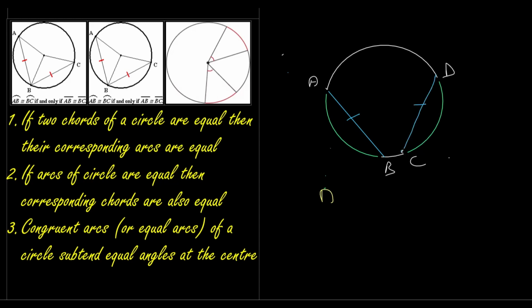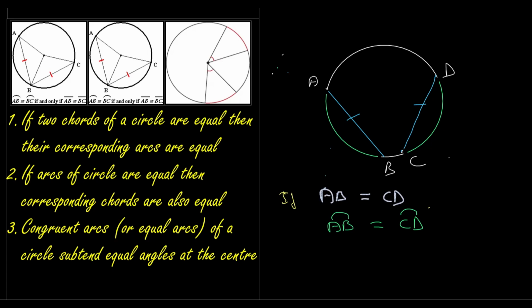So the result is what? First you'll write: if AB is equal to CD, then arc AB, which is denoted like this, is equal to arc CD. Well, its converse is also true. So if you are given that arc AB is equal to arc CD, then the chord AB will be equal to chord CD.